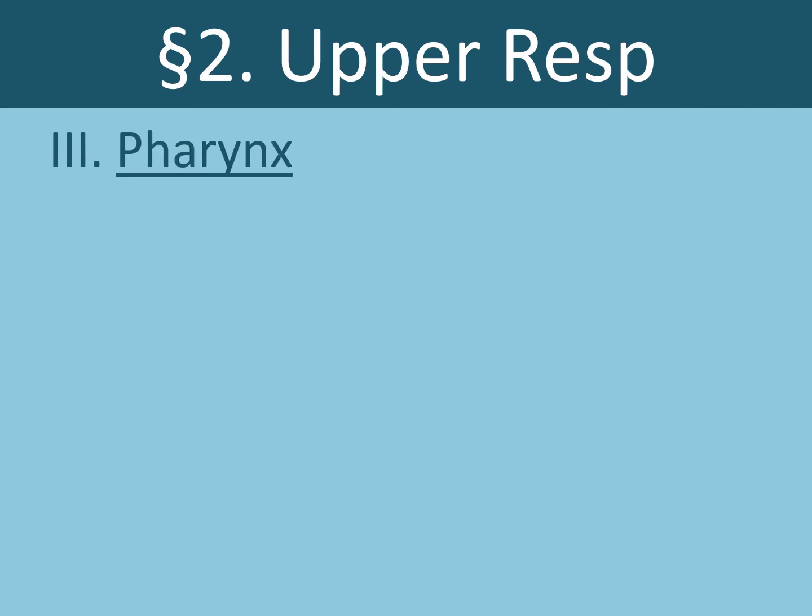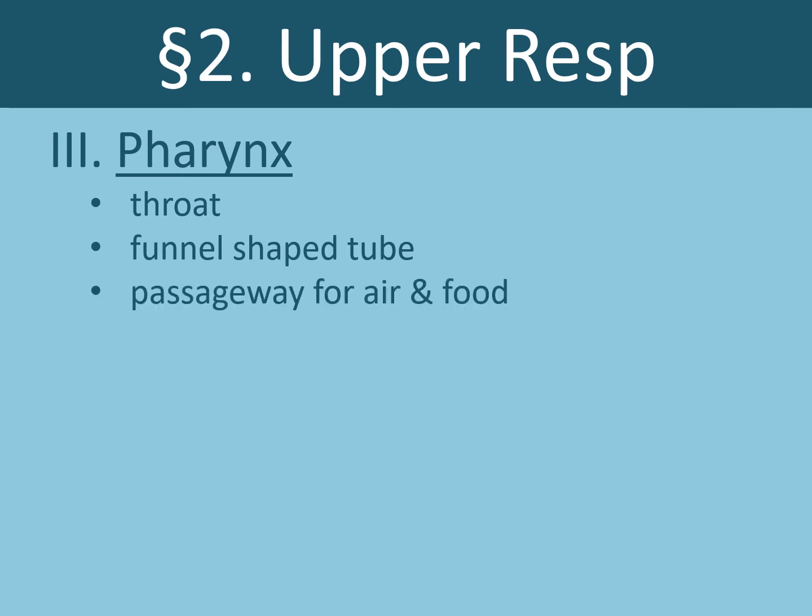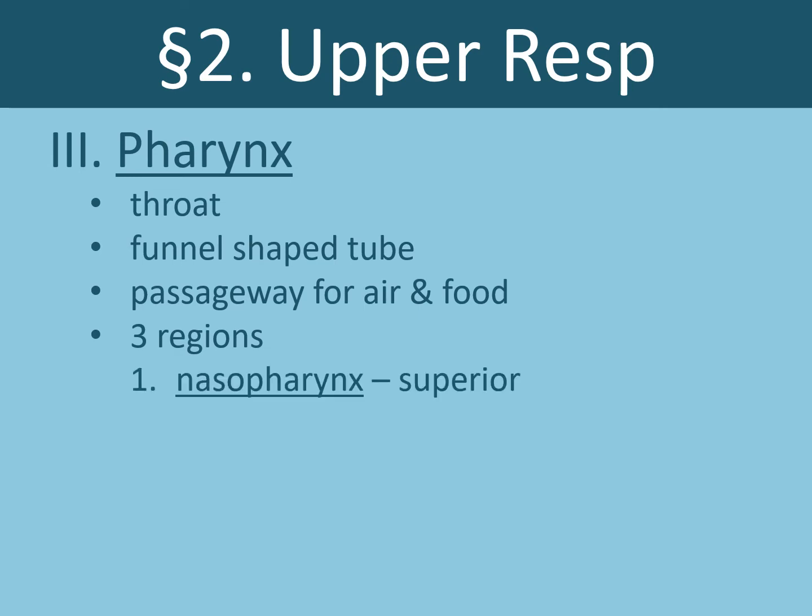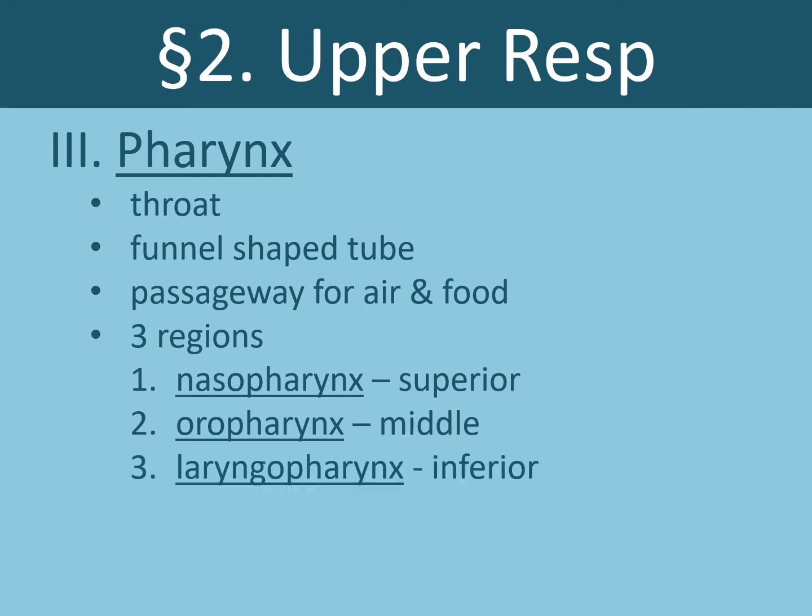Next we have the pharynx. The pharynx is also known as the throat. It's a funnel-shaped tube that provides a passageway for air and food. The pharynx is divided into 3 regions. The superior nasopharynx, so named because of its proximity to the nasal cavity. The oropharynx in the middle, named because of its proximity to the oral cavity. And the laryngopharynx, the most inferior portion, is closest to the larynx.